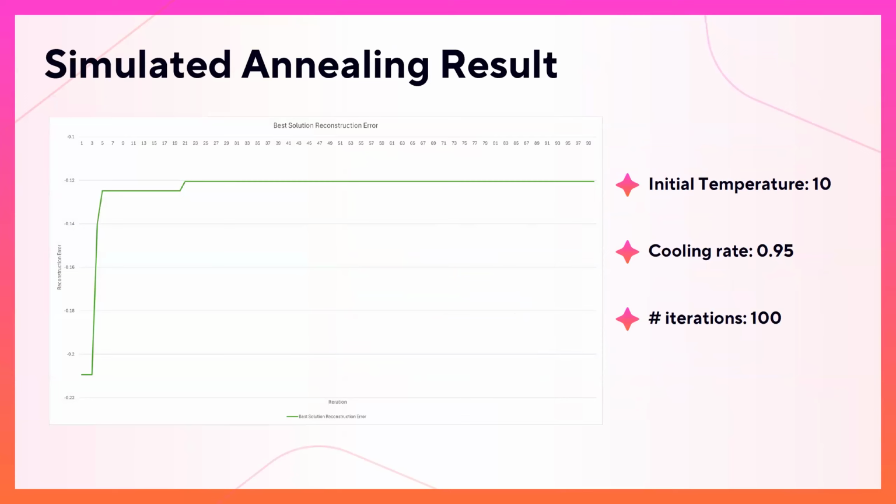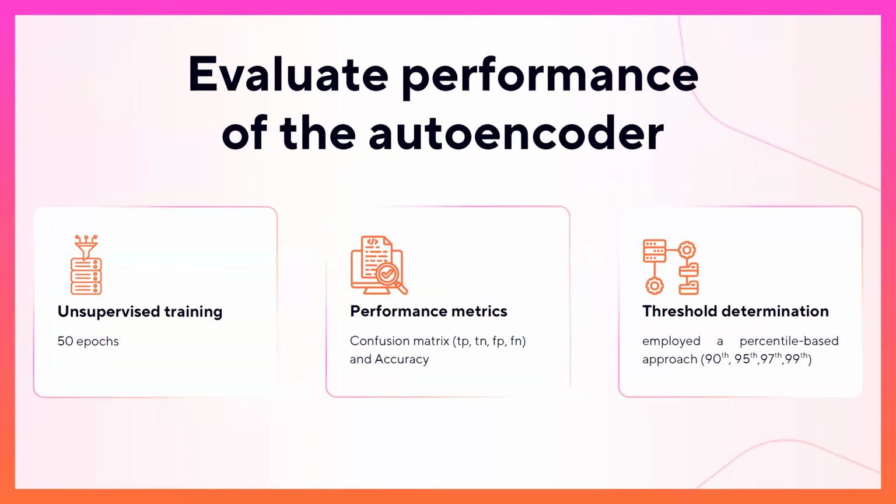It was run for 100 iterations, starting with a reconstruction error of 0.2 and reaching a reconstruction error of 0.12 at iteration 21, where it plateaued. Now it's time to evaluate the performance of this autoencoder. Okay, we got the best autoencoder using the memetic algorithm.